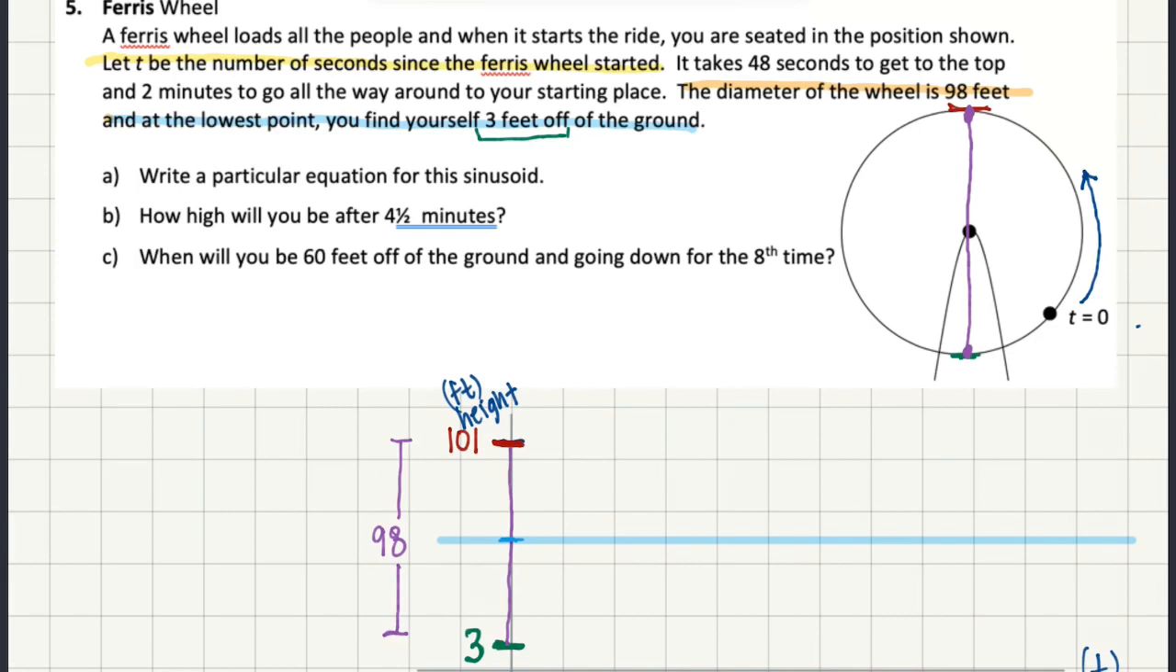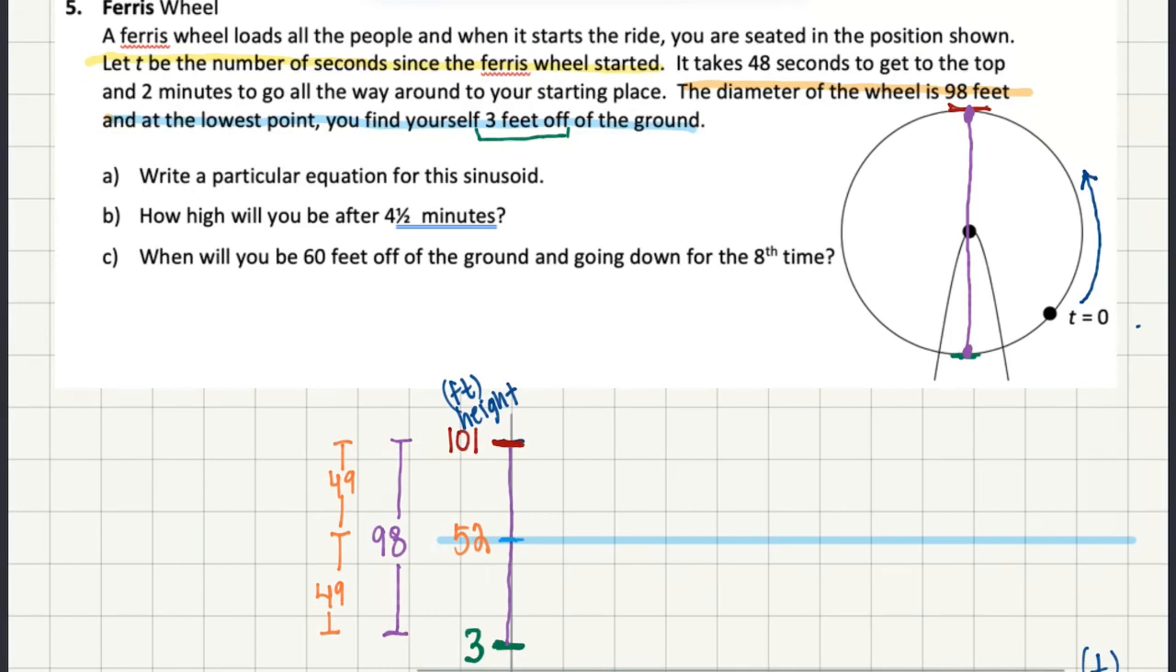Okay, so what would that value be? Well, there's a couple of different ways that we can figure out what that value is. I would probably take the 98 and cut it in half, to be quite honest. So if I cut this in half, this is going to be 49, and then this is going to be 49, because that's going to be the radius of the Ferris wheel. So 3 plus 49 is going to be 52. 52 plus 49 gives us the 101. So if that makes sense.